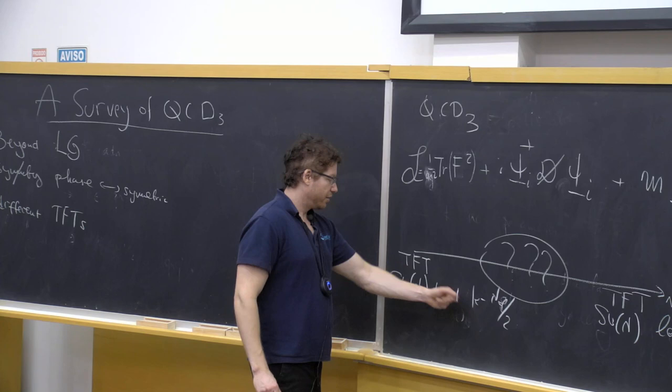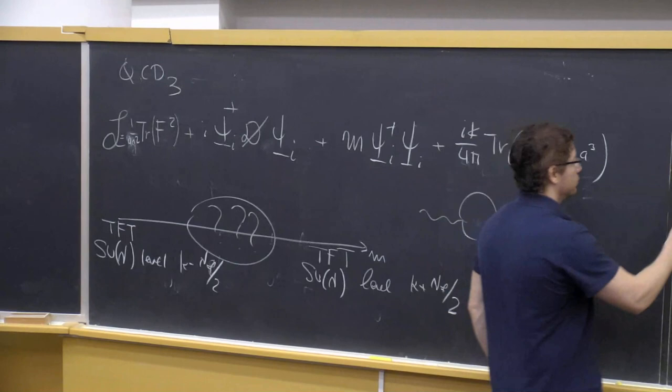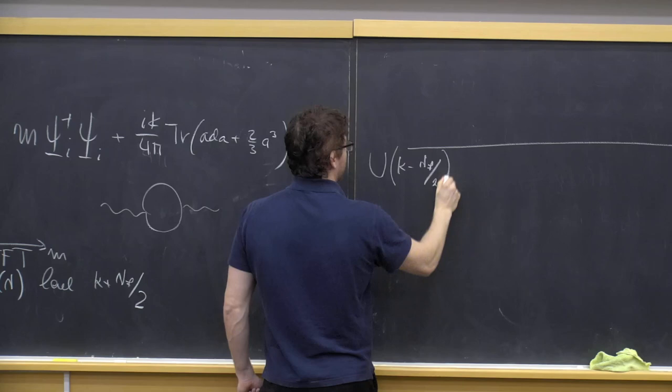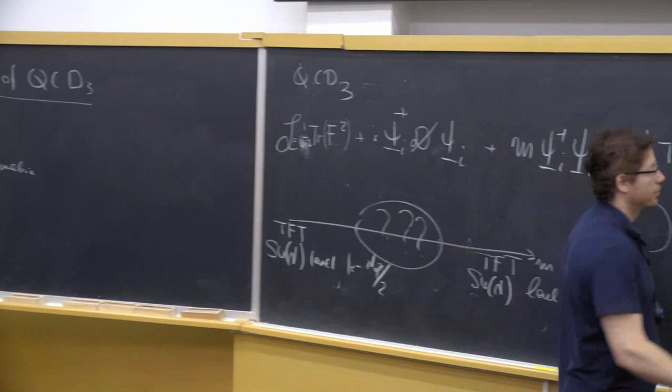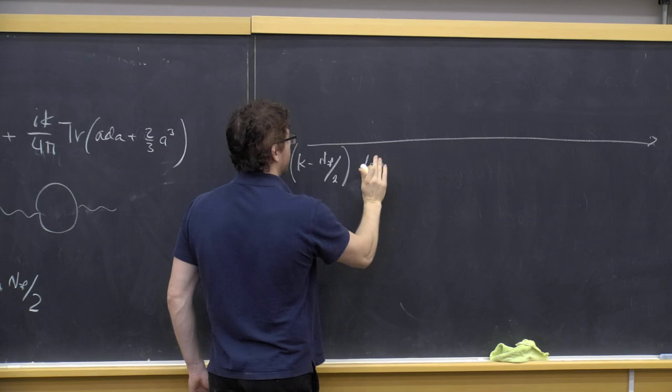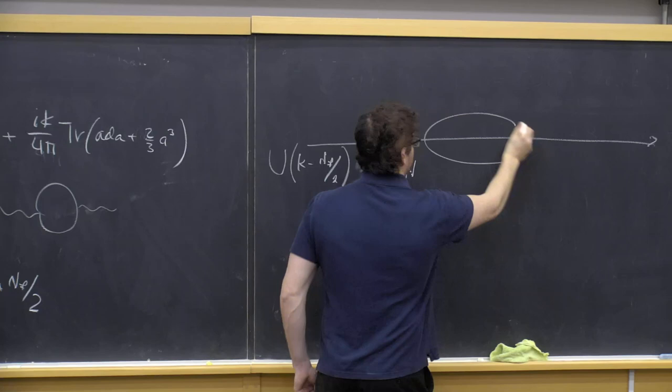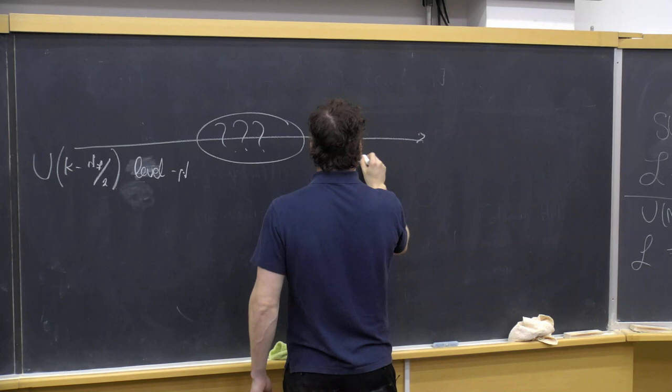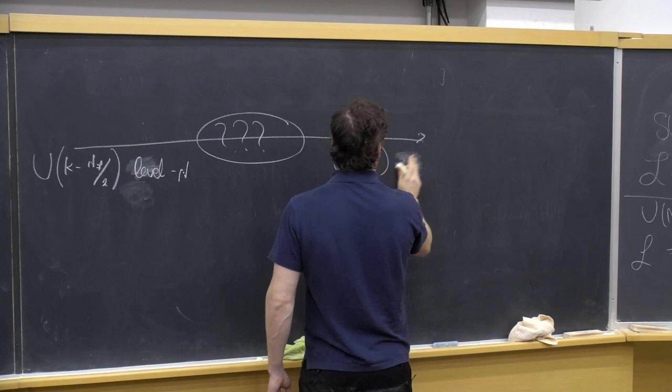So on this side, we would get U(K minus N_F over 2) at level minus N. Here there is some phase transition that we don't understand. And on the other side, we will get U(K plus N_F over 2) at level minus N.